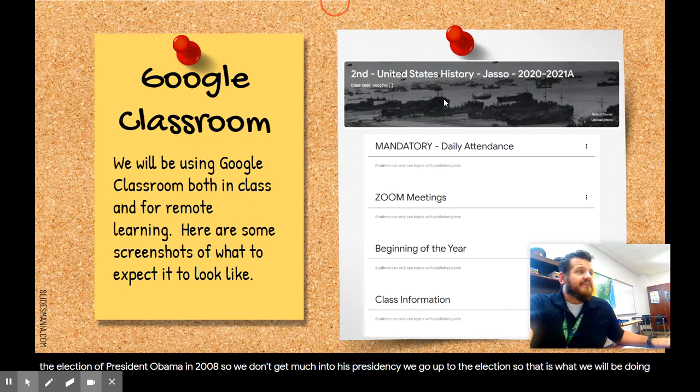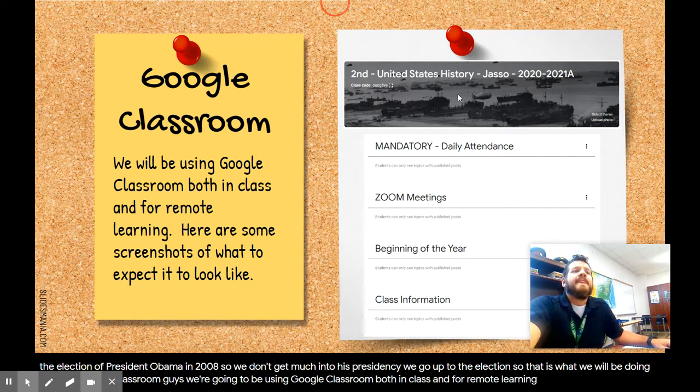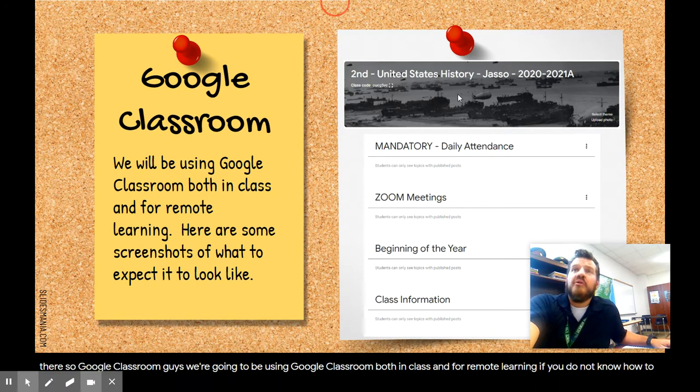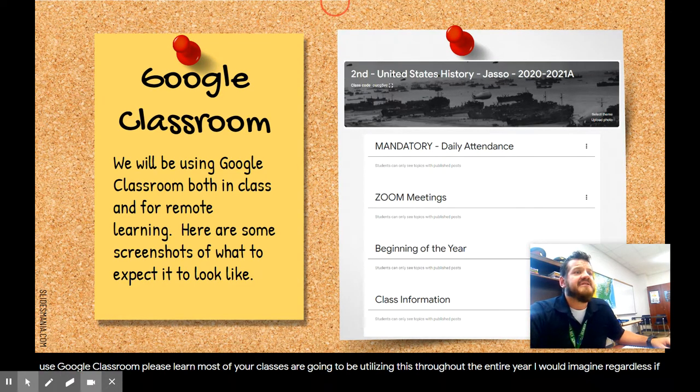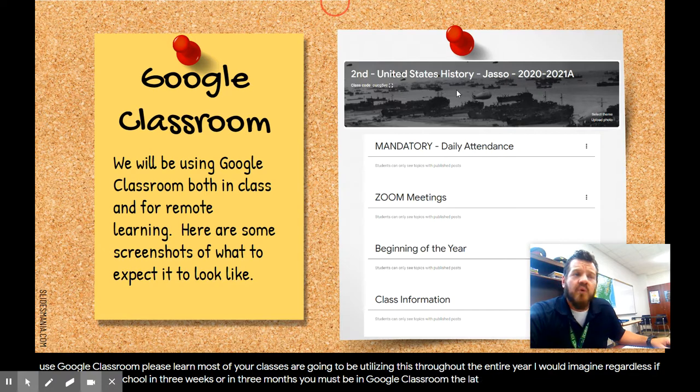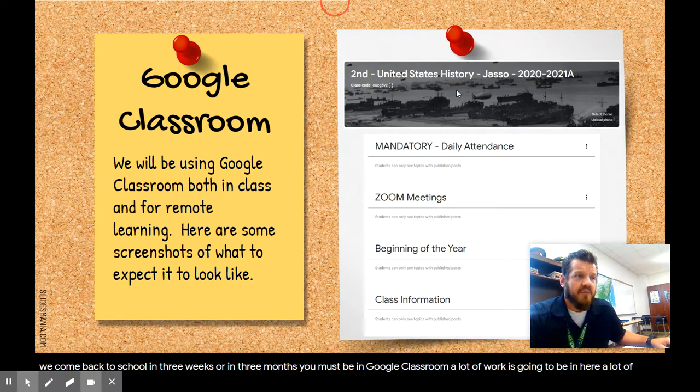So Google Classroom, guys, we're going to be using Google Classroom both in class and for remote learning. If you do not know how to use Google Classroom, please learn. Most of your classes are going to be utilizing this throughout the entire year, I would imagine. Regardless if we come back to school in 3 weeks or in 3 months, you must be in Google Classroom. A lot of work is going to be in here. A lot of different links for meetings will be in here.